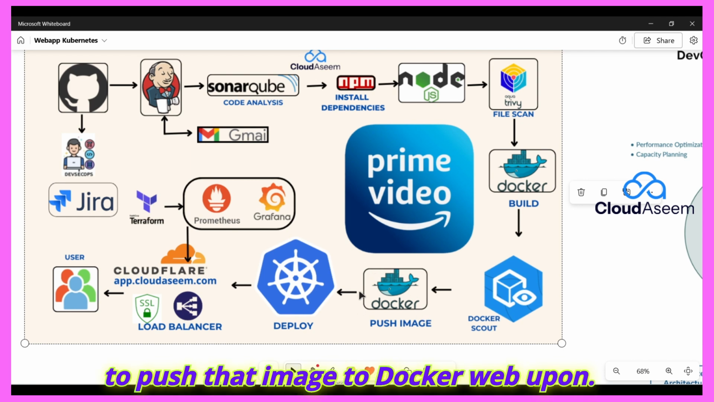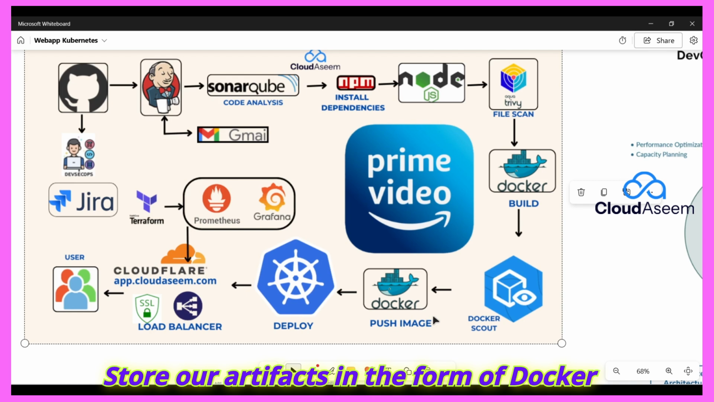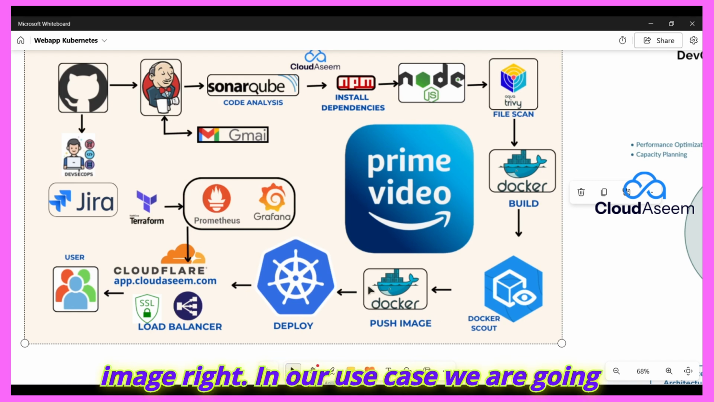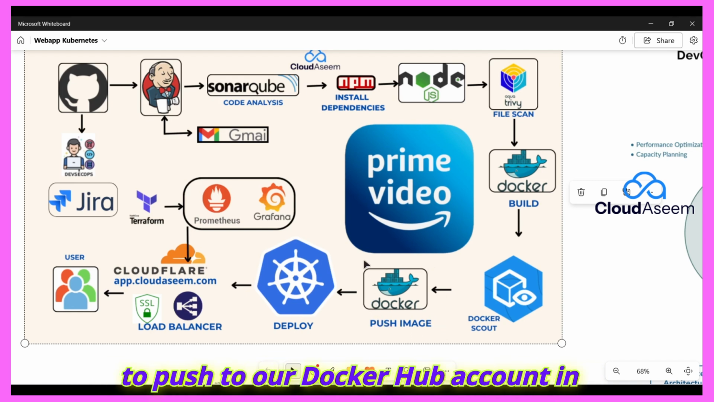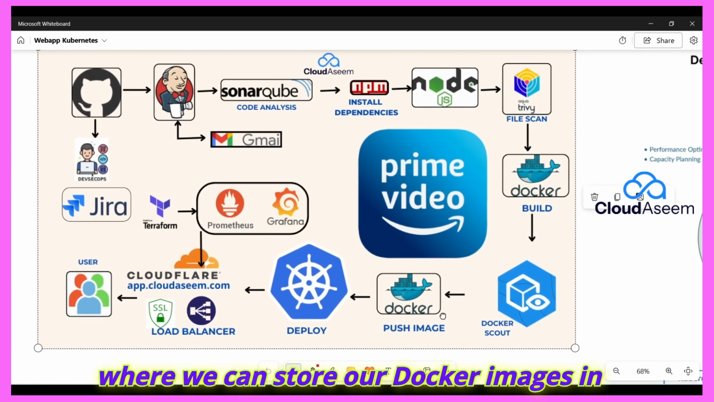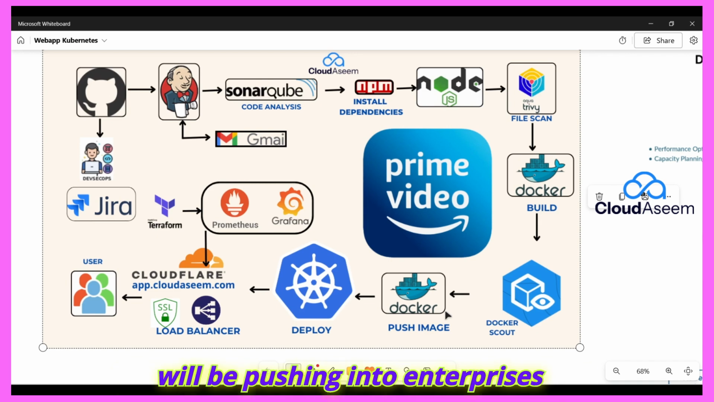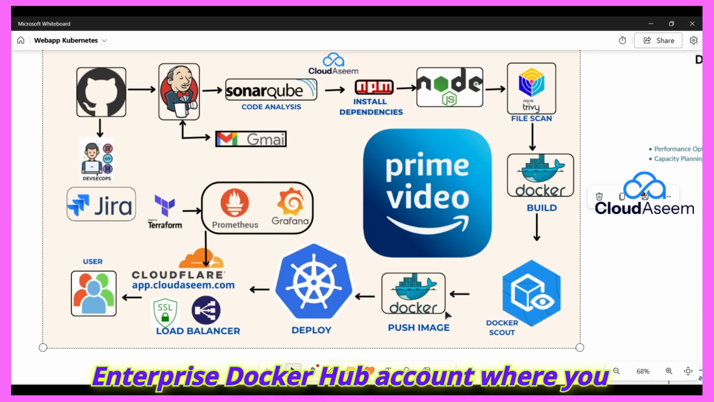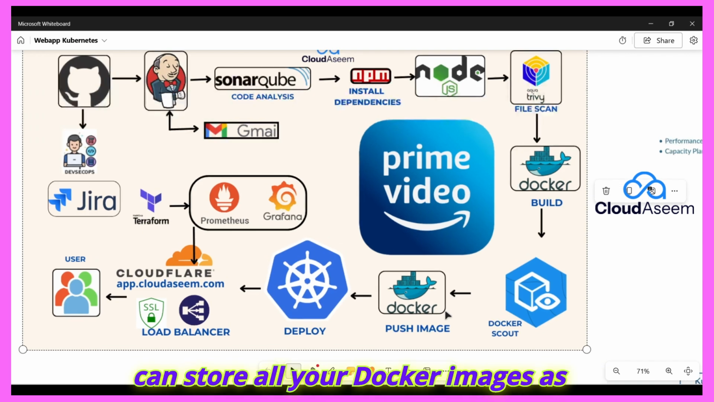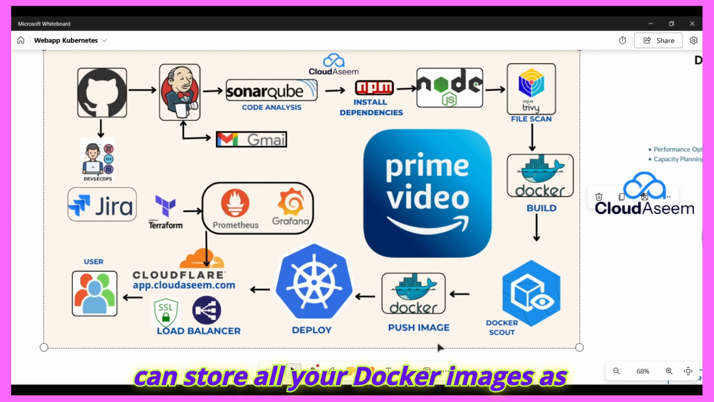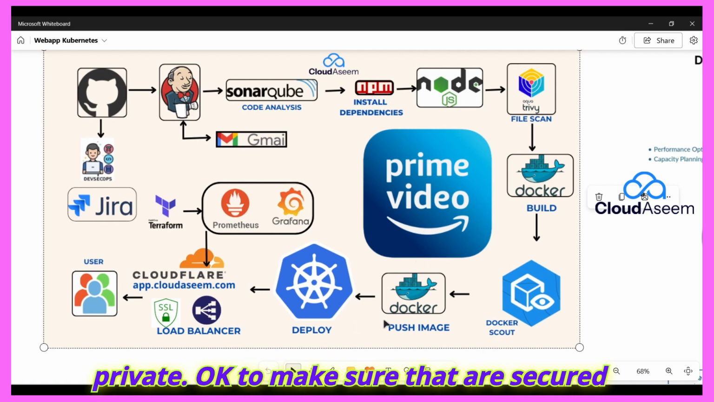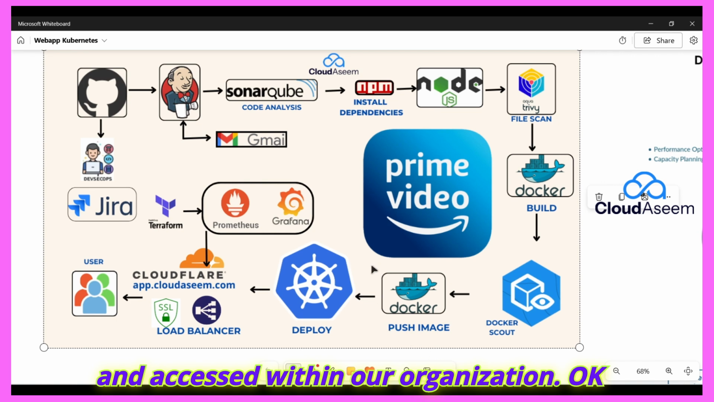After that, we are going to push that image to a Docker Hub account, to store our artifacts in the form of Docker images. In our use case, we are going to push to our Docker Hub account where we can store our Docker images. In a real organization, they will be pushing to an enterprise Docker Hub account, where you can store all your Docker images as private, to make sure they are secured and accessible only within our organization.